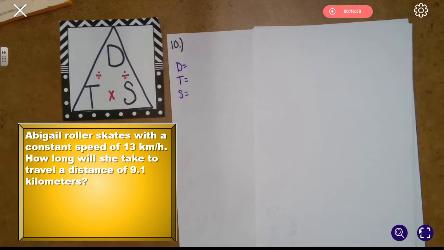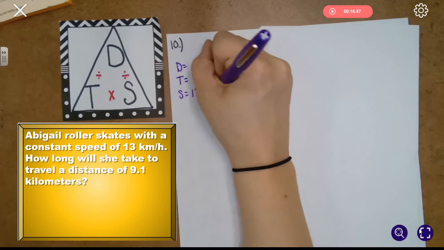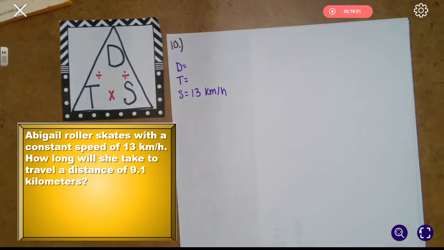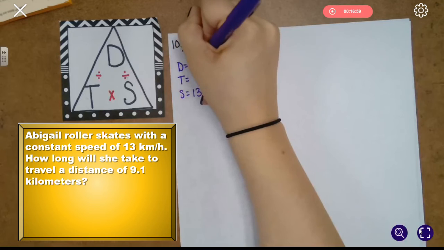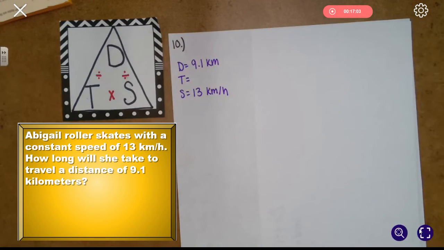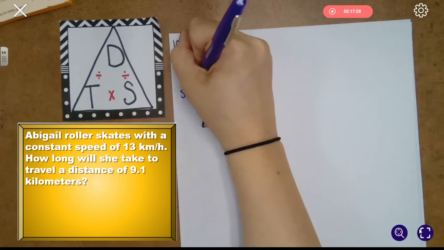Abigail roller skates with a constant speed of 13 kilometers per hour. It just told us right there her speed, 13 kilometers per hour. How long will it take her to travel a distance of 9.1 kilometers? It just told us our distance, 9.1 kilometers. What do we have to solve for? We have no idea what time.